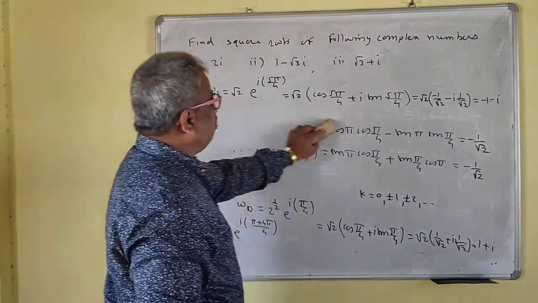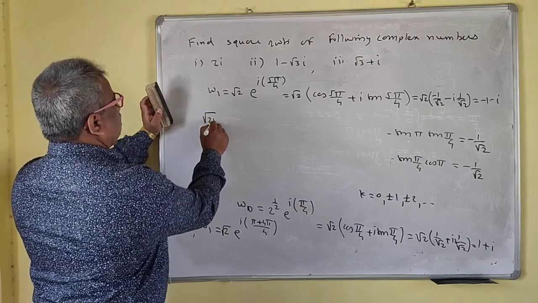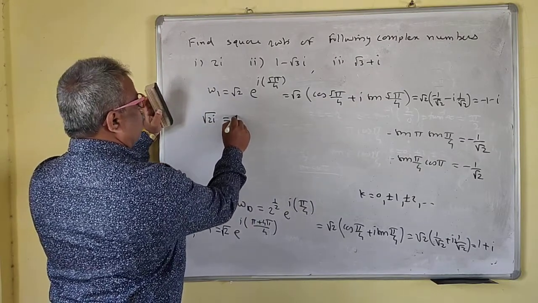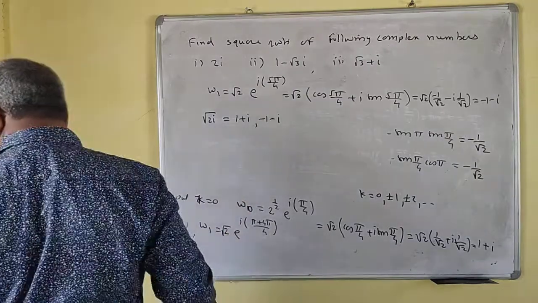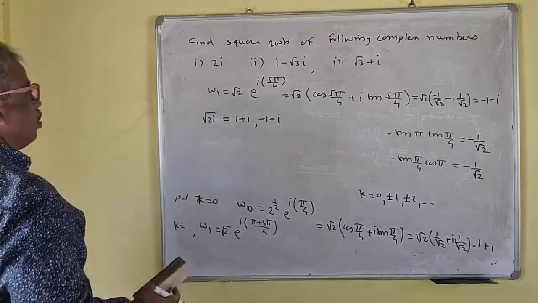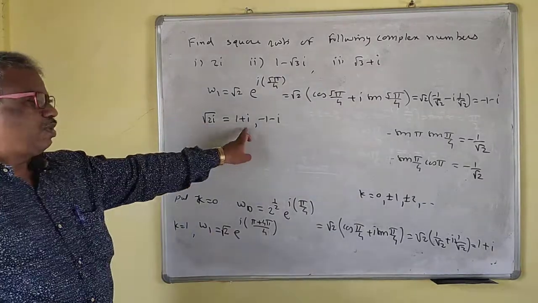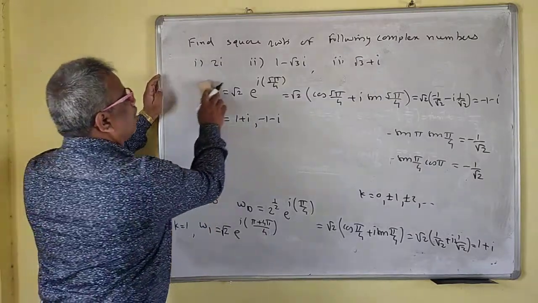Okay, therefore the square roots of 2i are 1 plus i and minus 1 minus i. So these are the two values of this. For a square root there are two roots. Now the problem is over.